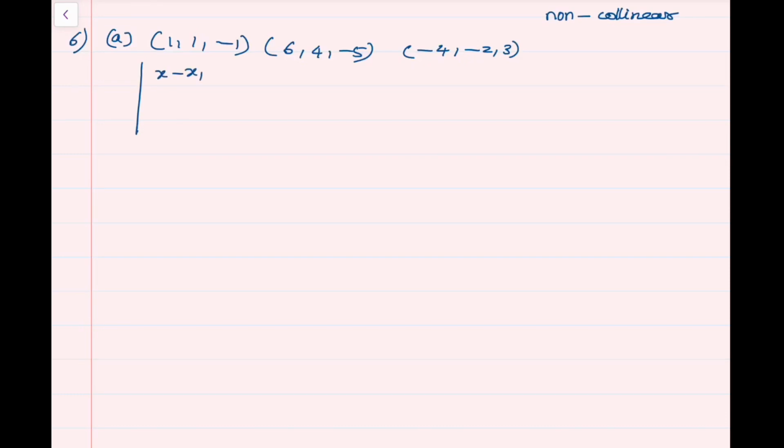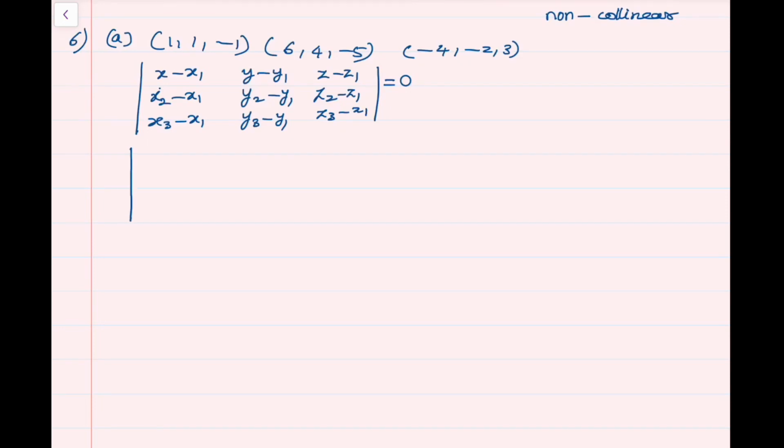Determinant: the first row is x minus x1, y minus y1, z minus z1. The second row is x2 minus x1, y2 minus y1, z2 minus z1. And the third row is x3 minus x1, y3 minus y1 and z3 minus z1. And equal to 0, don't forget to write equal to 0. Let us substitute. The first row is x minus 1, y minus 1 and z minus of minus 1, plus 1.